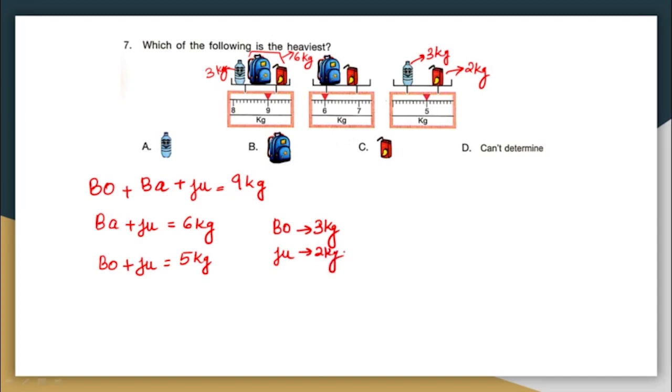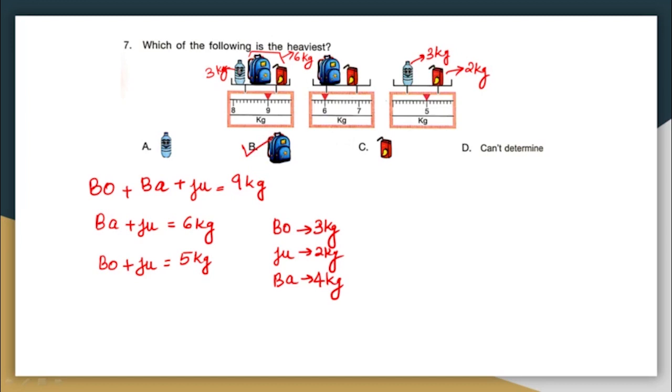Now what are we left with? We are left with the bag. So here if you see, the bag and the juice bottle, both put together, the weight is 6 kg. So what is the weight of the bag? The bag will be 6 minus 2, that is 4 kg. So what is the question here? Which of the following is the heaviest? The heaviest is option B, bag, because the bag is 4 kgs. I hope it is clear.